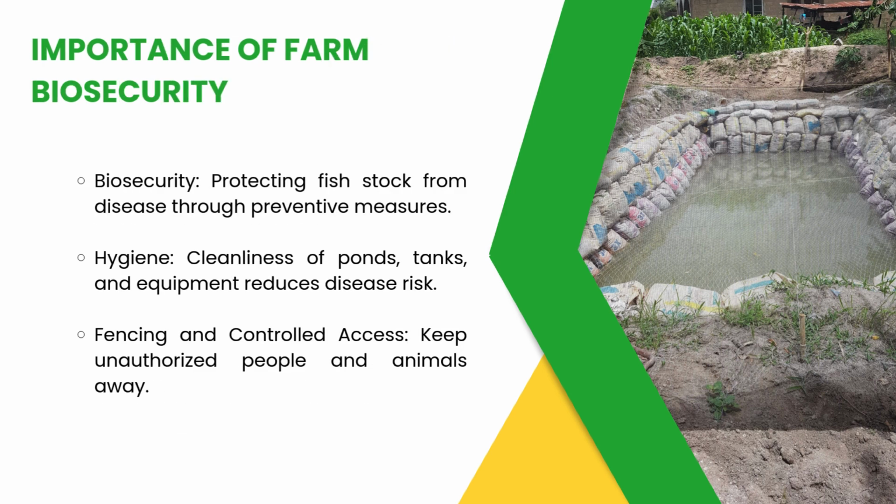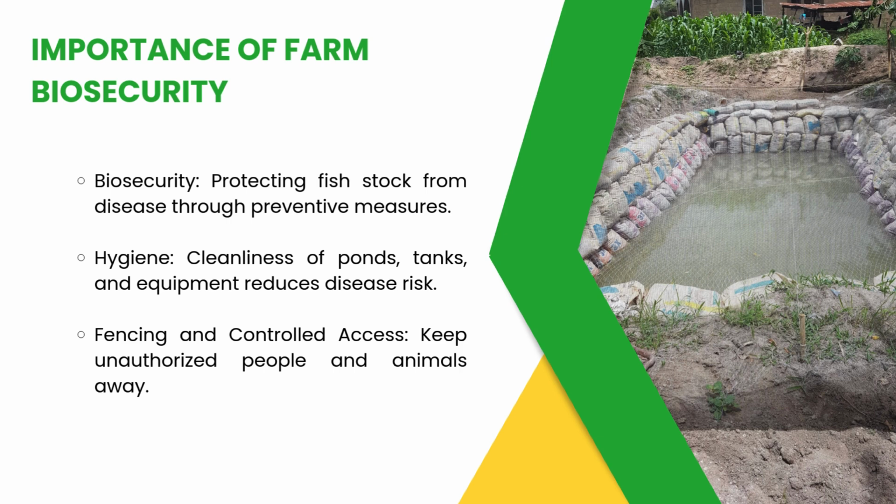Beyond all of this, another thing you need to consider when you are setting up your farm is the biosecurity of your farm. What is biosecurity? Biosecurity are measures you put in place to protect your fish stock from diseases through preventive measures. And their hygiene is around cleanness of your pond, making sure that your pond and the equipment used in your pond are all clean.